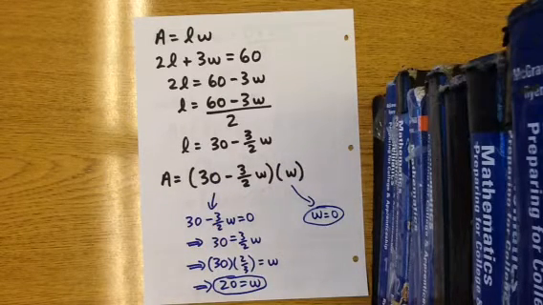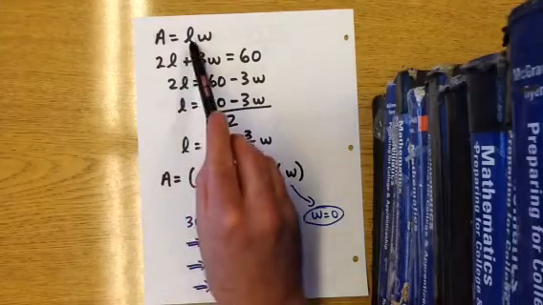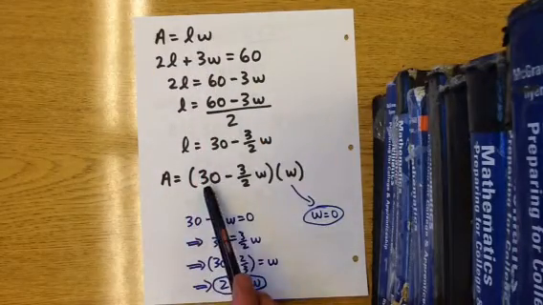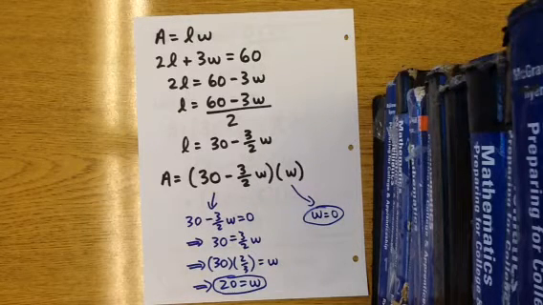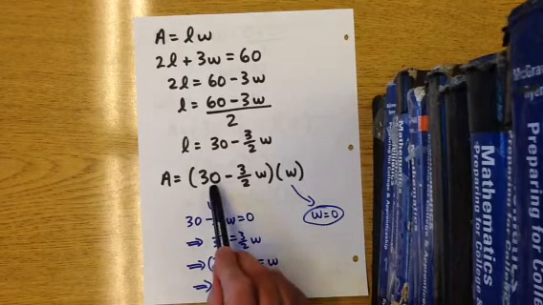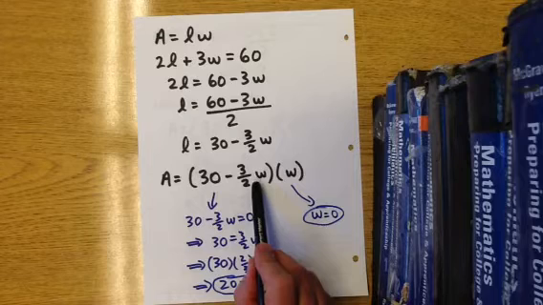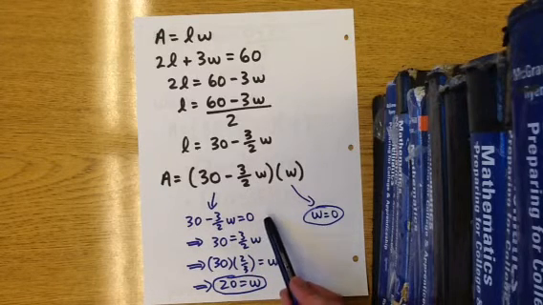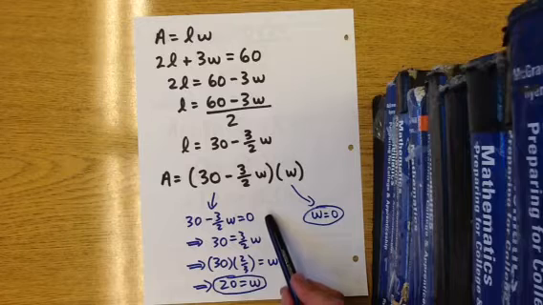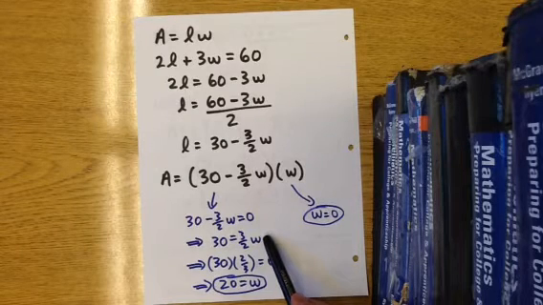So now, instead of saying that area is length times width, we can say it's 30 minus 3 halves W times width. Okay? Well, we're looking for the maximum, so it's good to know what the zeros are. So what we're going to do is say 30 minus 3 halves W is 0, and figure out what the solution to that is. Well, if 30 minus 3 halves W equals 0, then 30 is equal to 3 halves W.